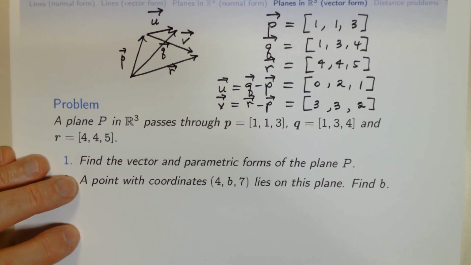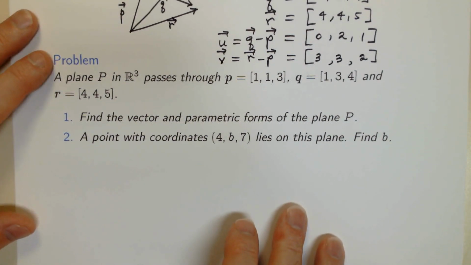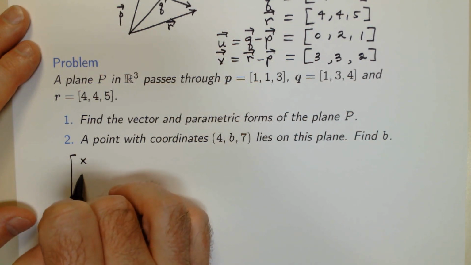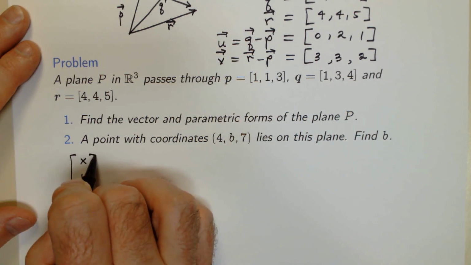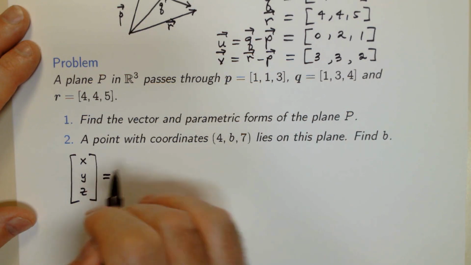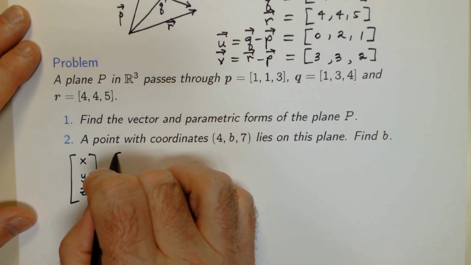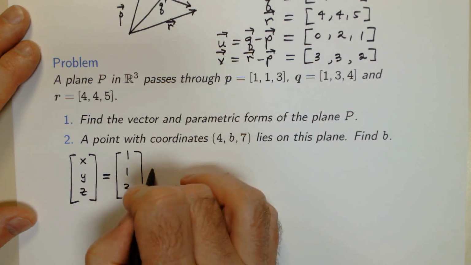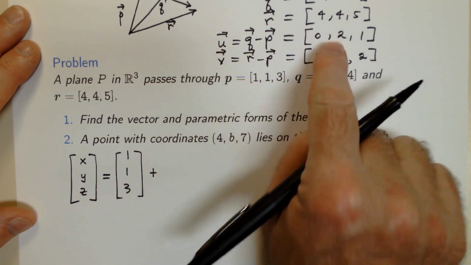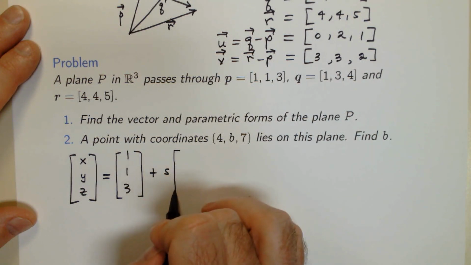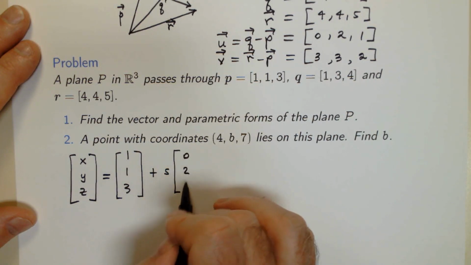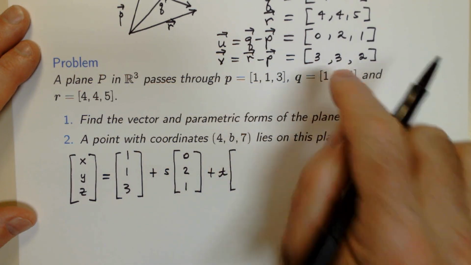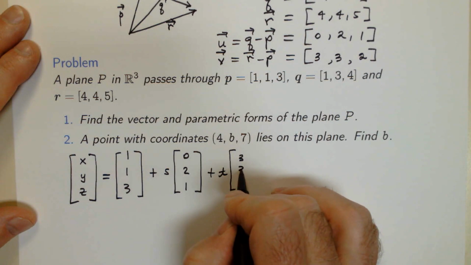All right, so find the vector and parametric forms of the plane. Let's put all our pieces together. So we can think of a generic point on the plane as having coordinates x, y, and z. And it's what I get by taking P and tacking on a multiple of U, so let's call that s times U, and a multiple of V.